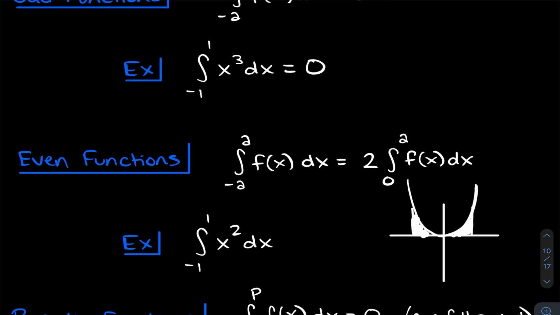Bringing back my picture, you see that if I add this area to this area, it's the same thing as multiplying this area by 2, because these guys are the same thing. So that's exactly what we do. We just get rid of that area, and we say it's this guy times 2.